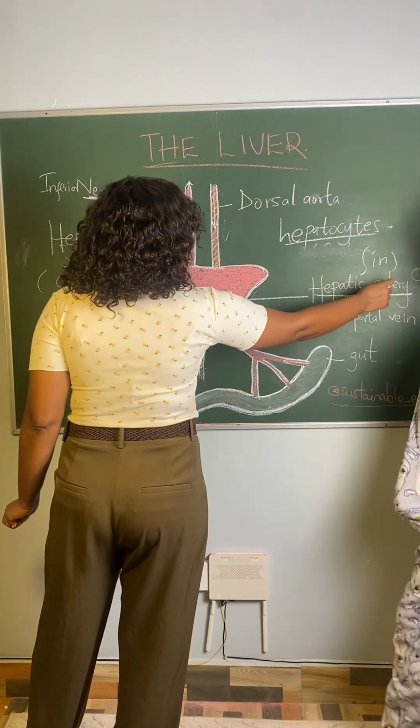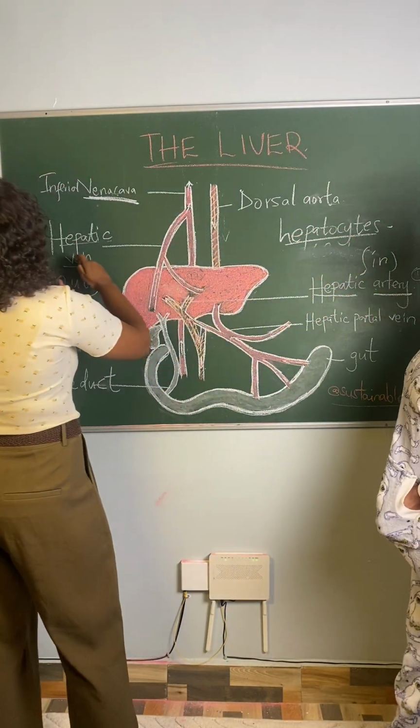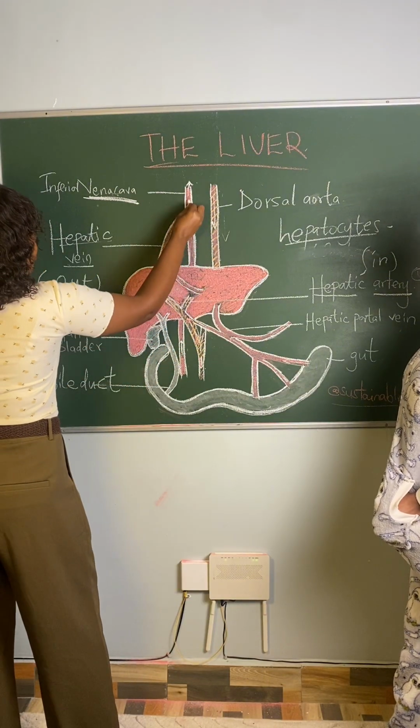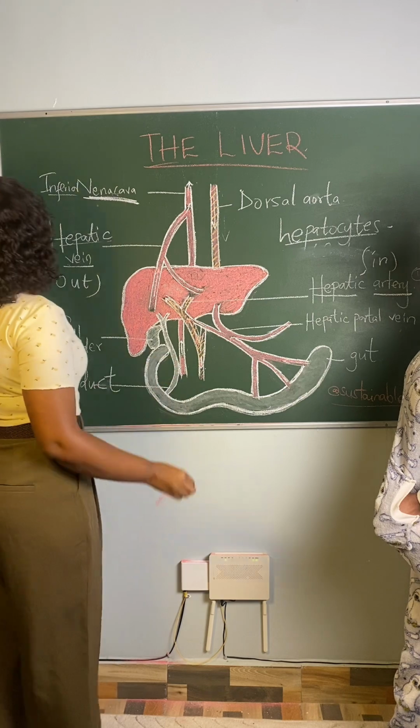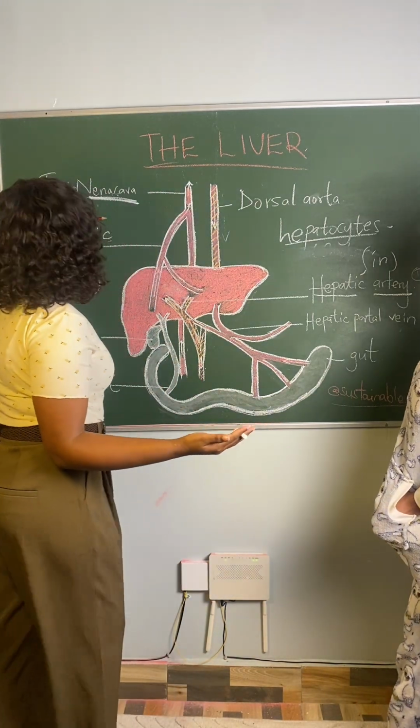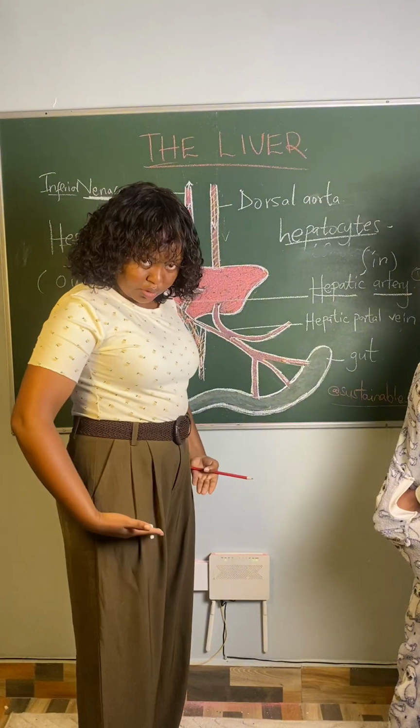Hepatic artery in. Hepatic vein out. So naona hii hepatic vein ndio hii inakuja inaingia hapa kwa hii main inferior vena cava. Why is it inferior? This is not important for you but just for curiosity purposes. Inferior because inatoka huku chini.